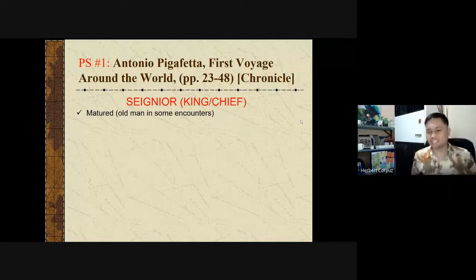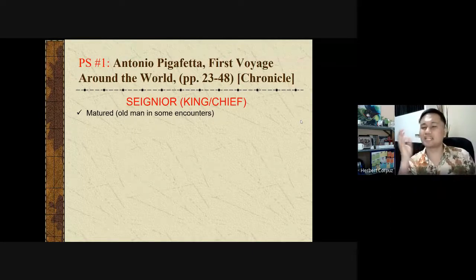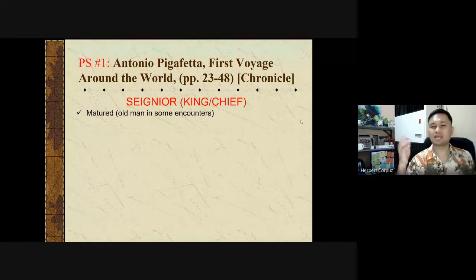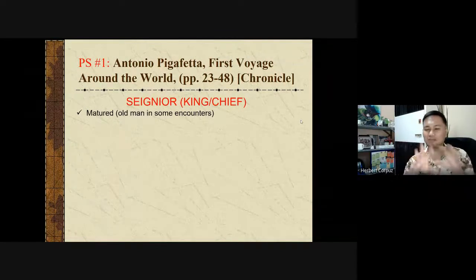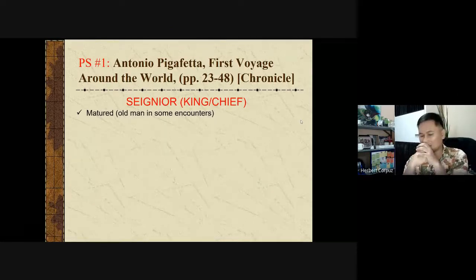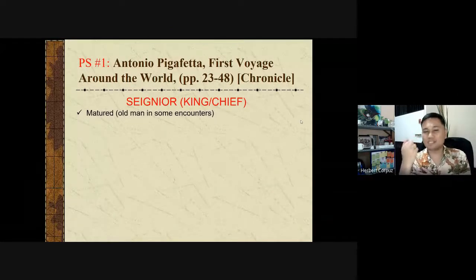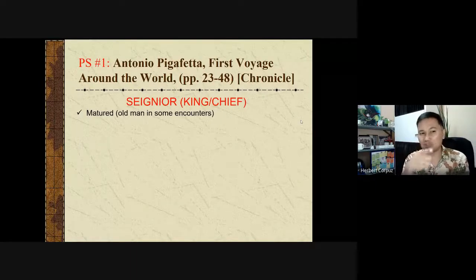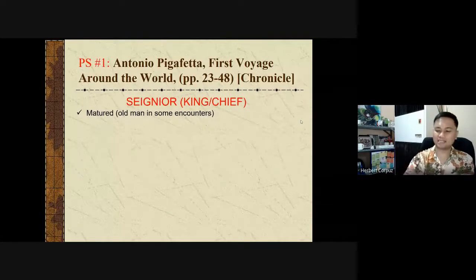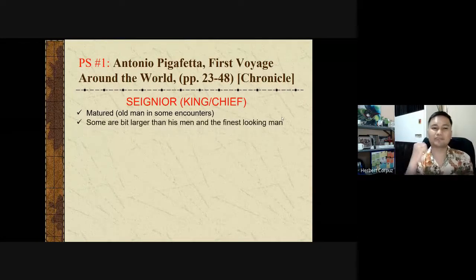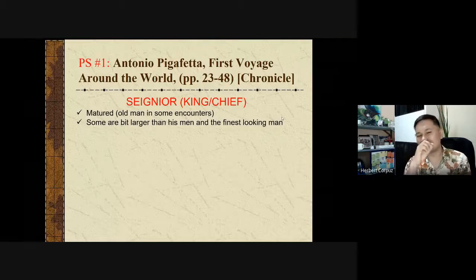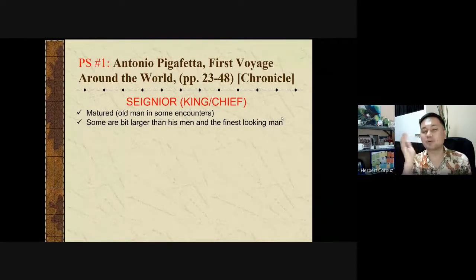Kung si Lapu-Lapu ang chief nila, pero bakit ang description natin kay Lapu-Lapu ay maganda ang katawan, at saka parang bata? Okay, yung ating visual imagery of Lapu-Lapu. Kaya sinasabi ni Pigafetta, usually yung kanilang chief, yung kanilang king ay matured old man in some encounters. Okay? You know, yung sa Eta community, sa Peña Blanca, they still believe in the power of the elders. Kung sino pinakamatanda sa kanila, yung pinakamatanda ang tinuturo nilang leader.